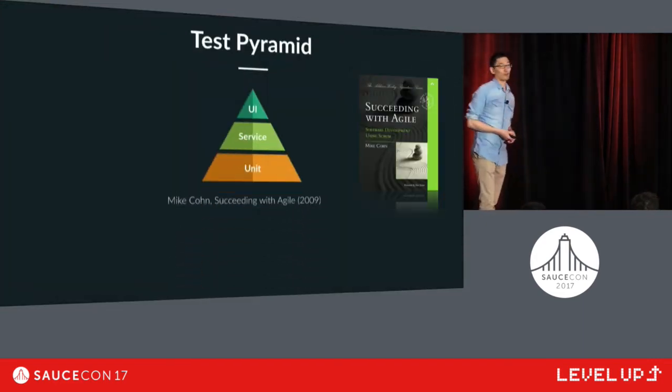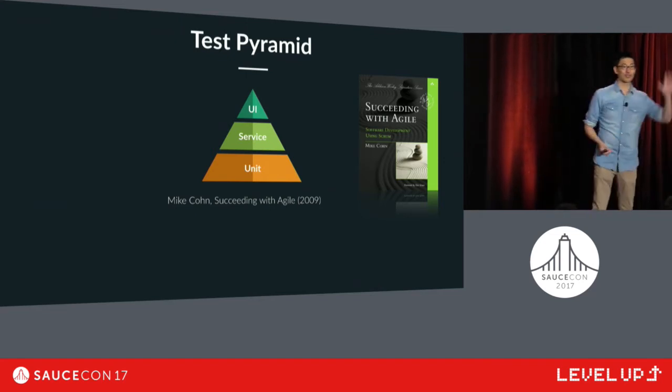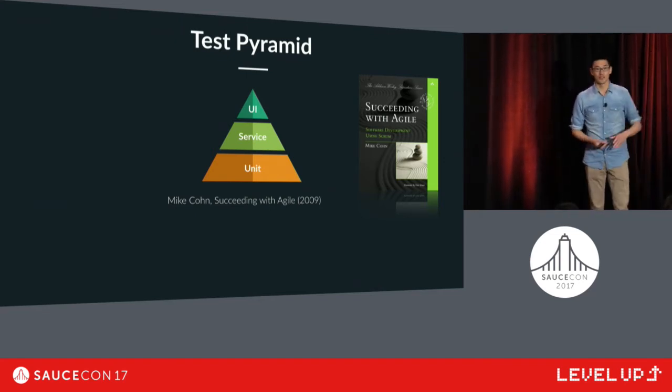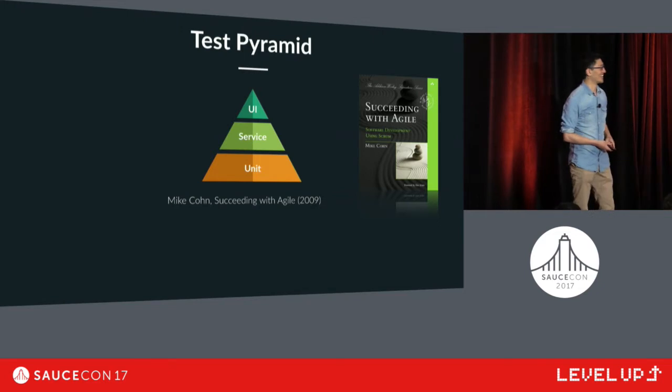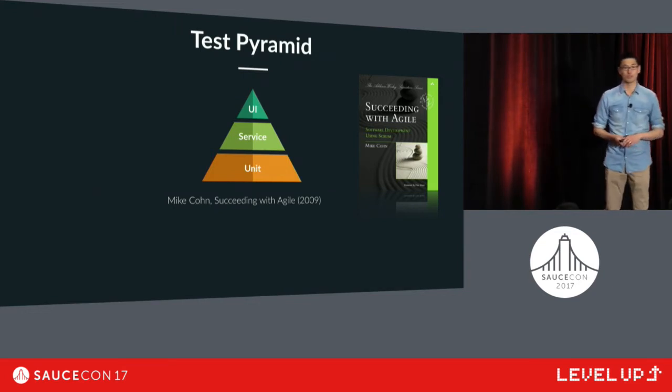But first, of course, I was inspired by the test pyramid. Everyone knows that. Who doesn't know the test pyramid? Cool. So everyone knows it. Mike Cohn wrote this book, Succeeding with Agile, in 2009. He came up with this simple test pyramid approach.